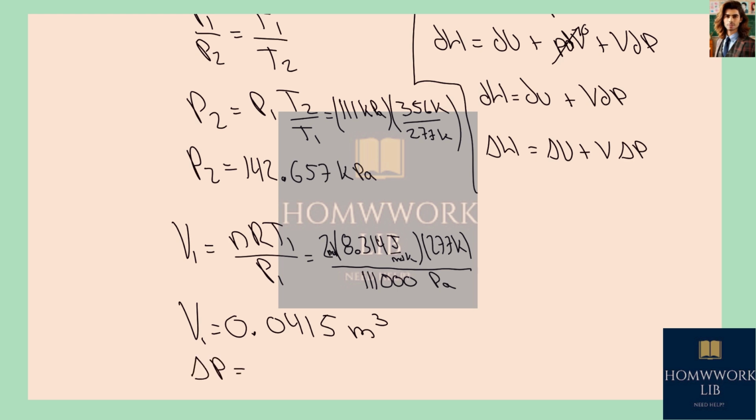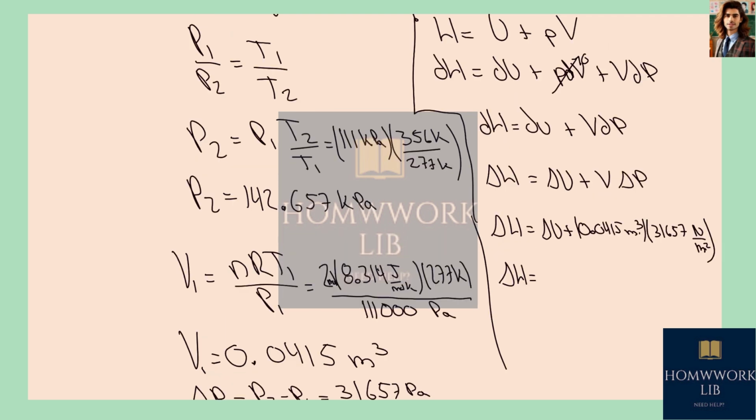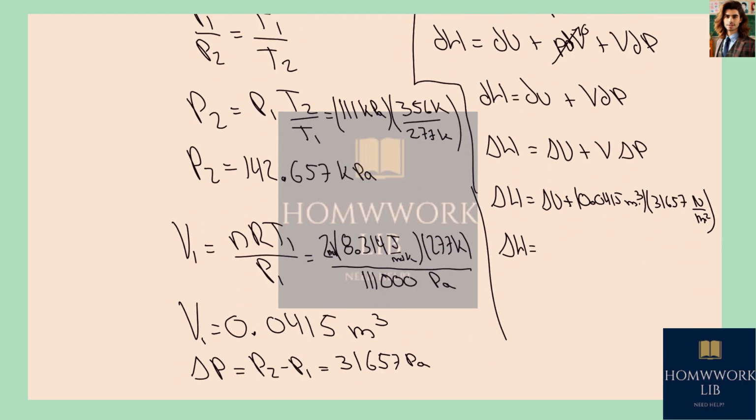The other information that we required was delta P. We know that this is going to be P2 minus P1, and this is equal to 31,657 pascals. Pascals times cubic meter is going to be in units of joule. So delta H would be the value for delta U that we already calculated, plus V times delta P. This is 0.0415 cubic meters times delta P, 31,657 pascals, or newton per meter squared. Meter squared with cubic meter, we end up with meter. Newton times meter is going to be joules, right? So delta H is equal to my value for delta U, 1970.418 joules, plus 1313.7655 joules.